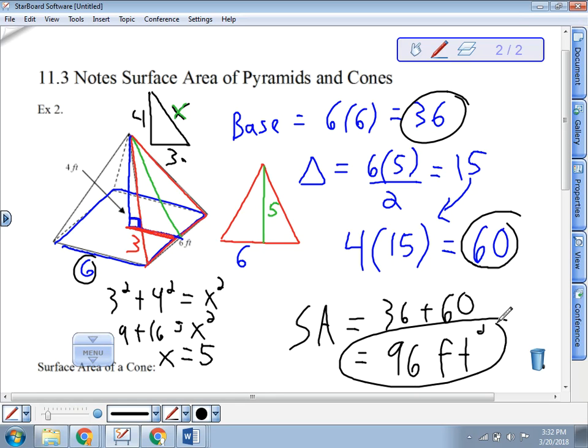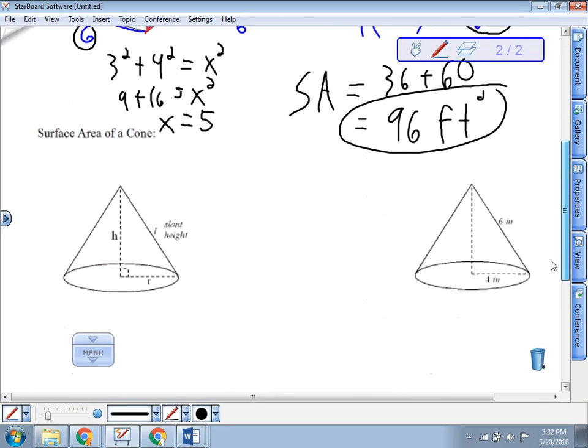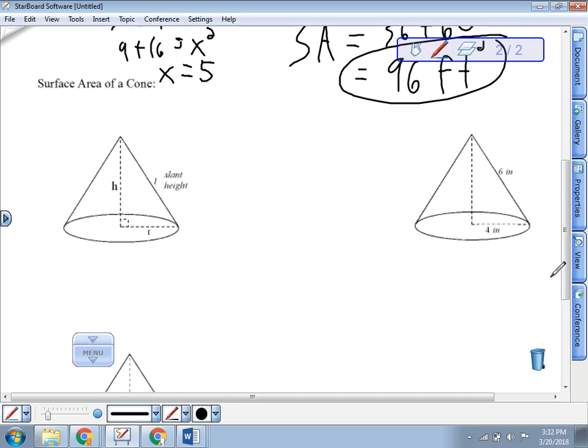So again, how do you find surface area? You may have to do Pythagorean theorem. Okay, now a cone. A cone is a little different. A cone does have a formula, right? Because every cone has a circle for the base. Well, every circle you find the same way.